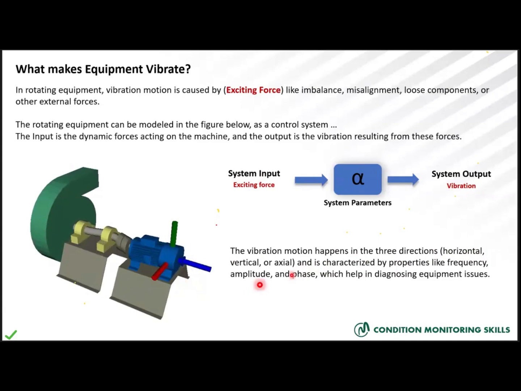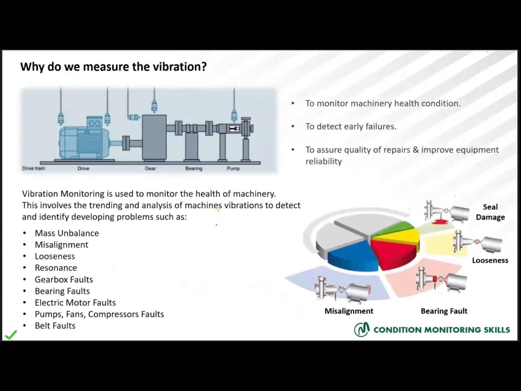We already discussed the frequency and amplitude. Such characteristics help in diagnosing equipment issues. A lot of rotating equipment issues could be detected using the vibration analysis method.